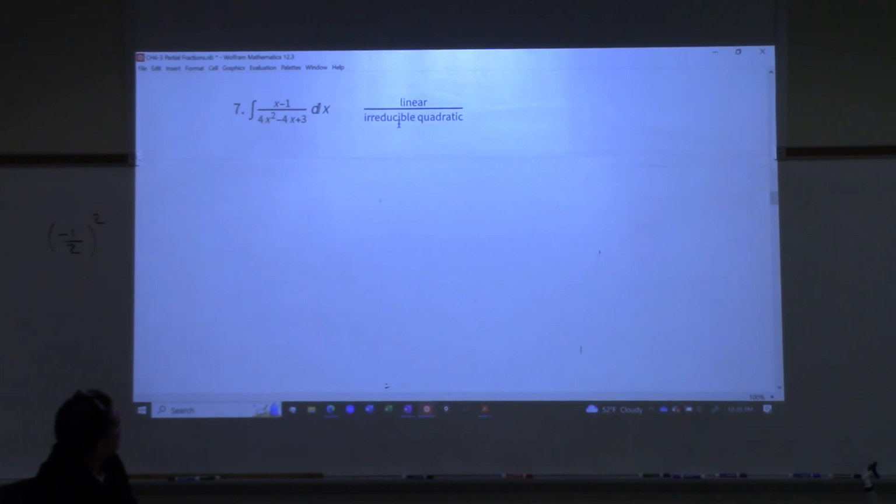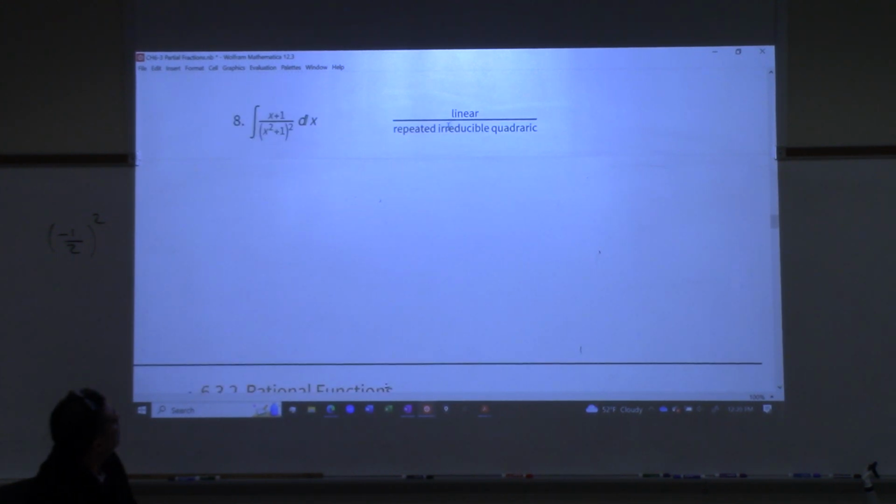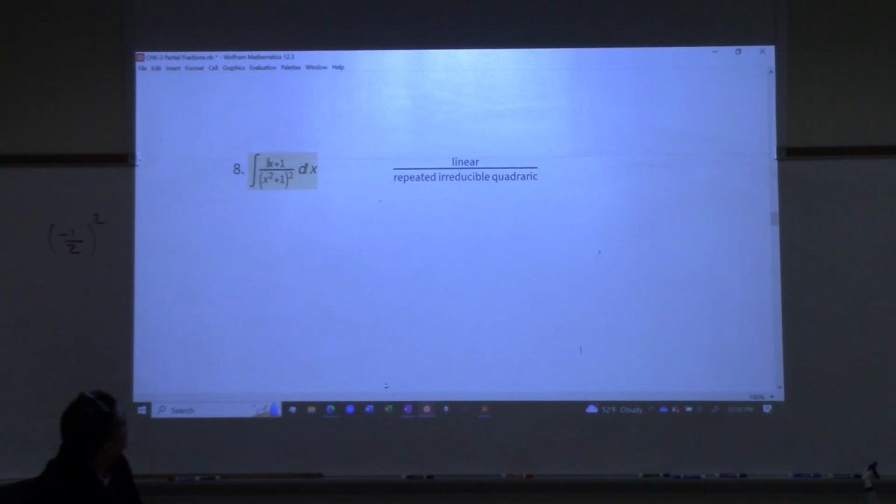Linear over irreducible quadratic. Now, what if we have linear over repeated irreducible quadratic? So that's a linear expression up top, isn't it? And that quadratic right there, x squared plus 1, can you factor x squared plus 1? No. Not plus 1. You can do x squared minus 1. You can factor that, but not x squared plus 1. So technically what's in blue there is irreducible, right? And it's a quadratic. And it's being repeated because it's being squared.